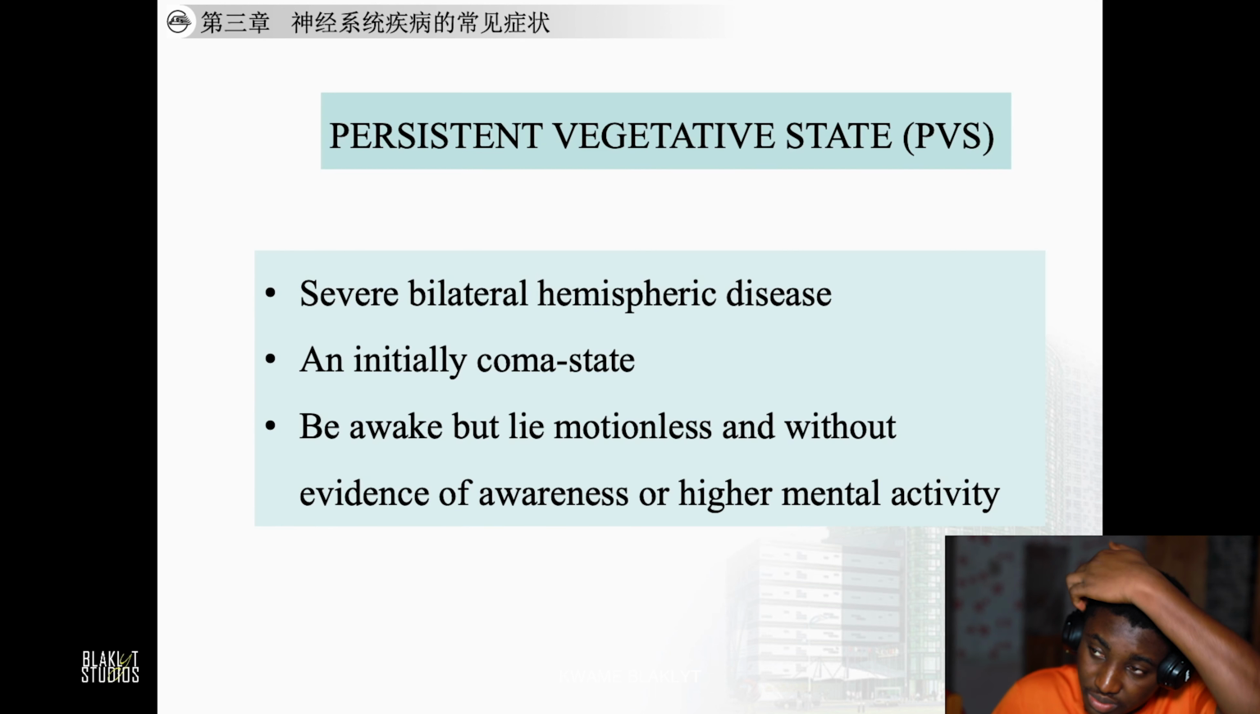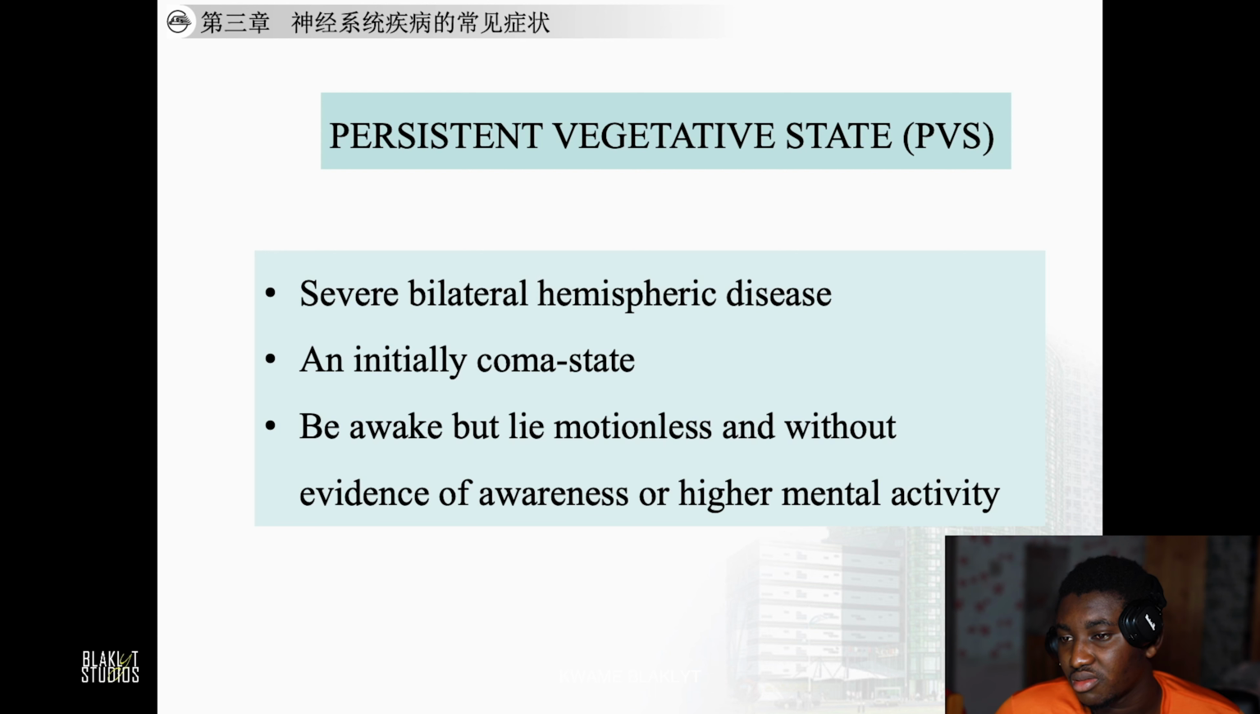All right. So persistent vegetative states. This is a severe bilateral hemispheric disease, initially a coma state. The patient may be awake but lie motionless and without evidence of awareness or higher mental activity.